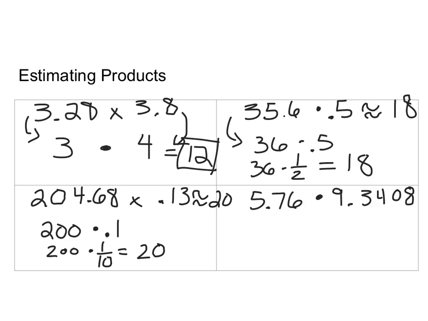All right, finally, let's do 5 and 76/100 times 9 and 3,408 10,000ths. Pause and estimate. Did you round this to 6 times 9? That's what I did. And that should give us about 54. Approximately 54.